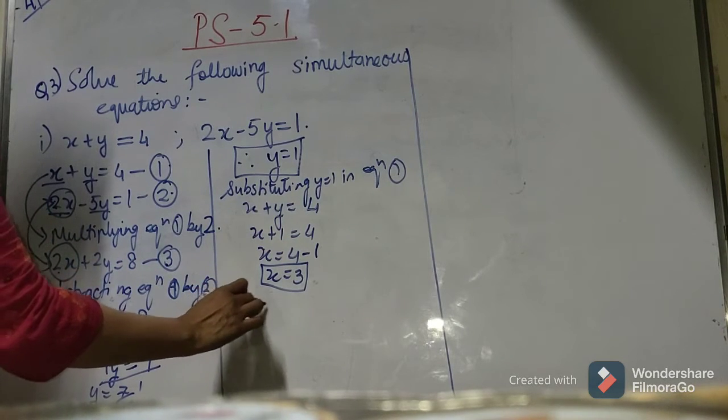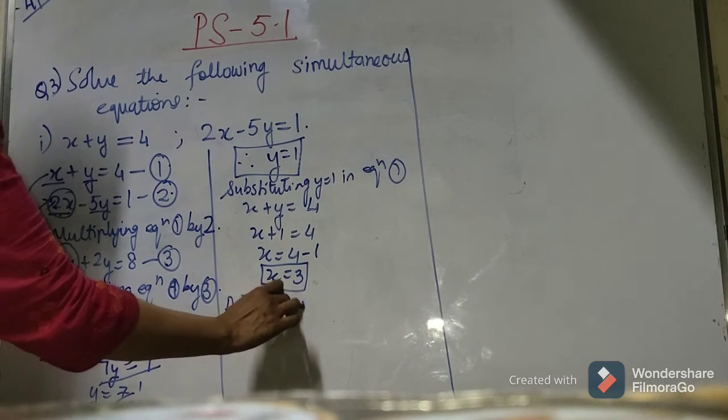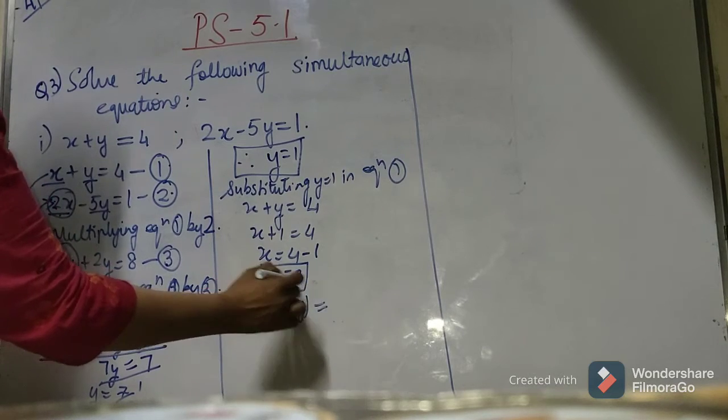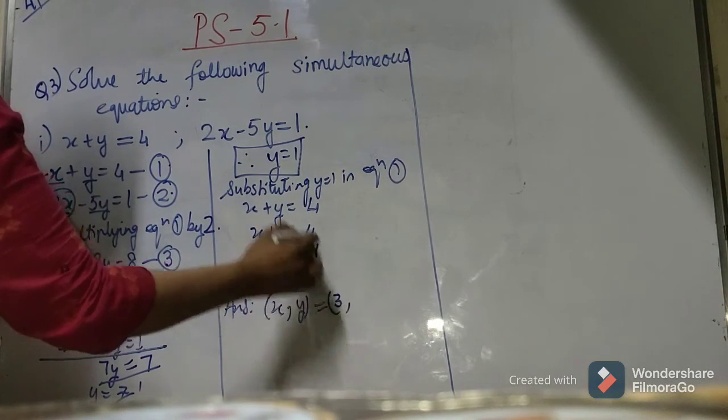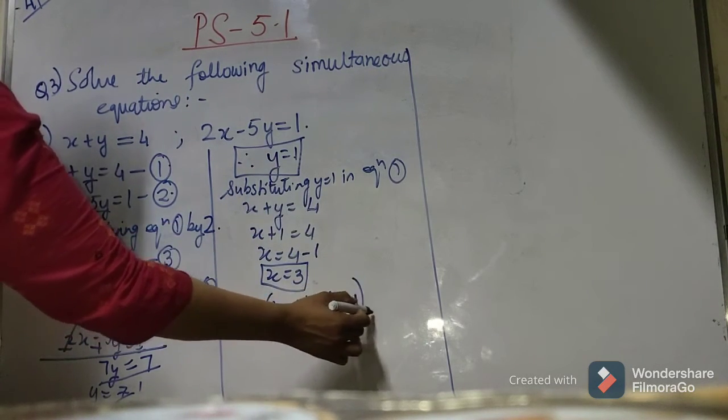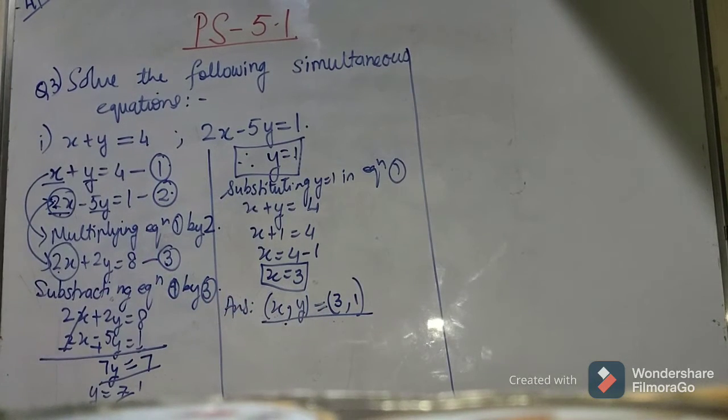So I got both the values. Now I have to write the answer x comma y. I'll always write the x value first, that is 3, and then the y value, that is 1. So my answer is 3 comma 1.